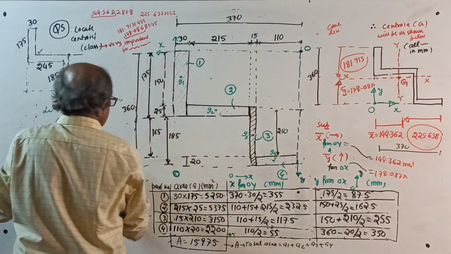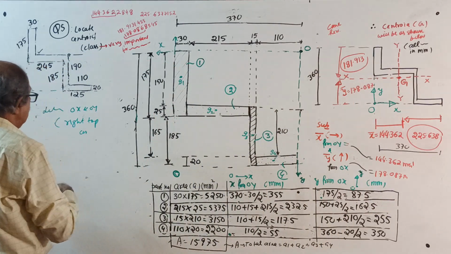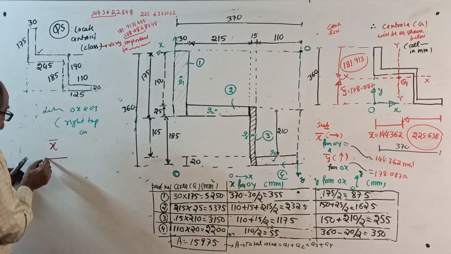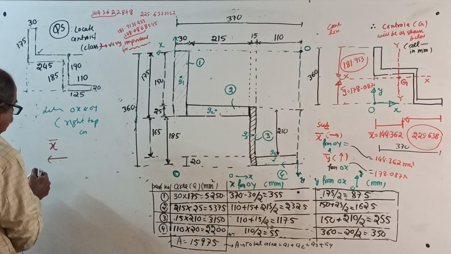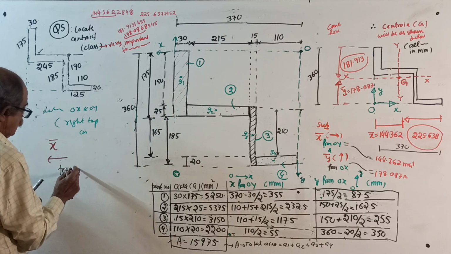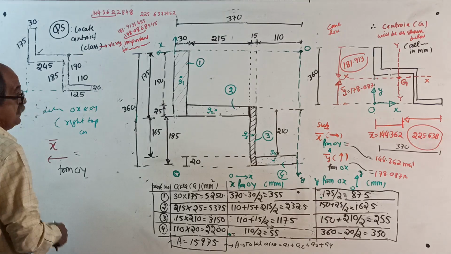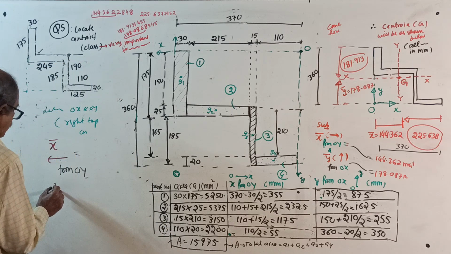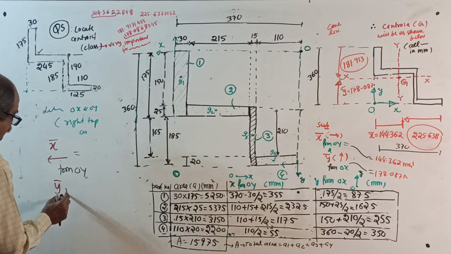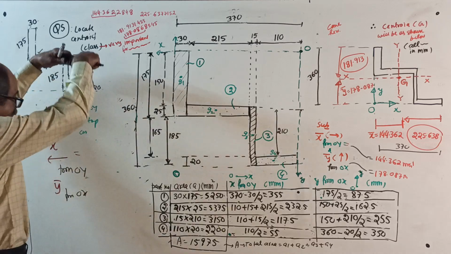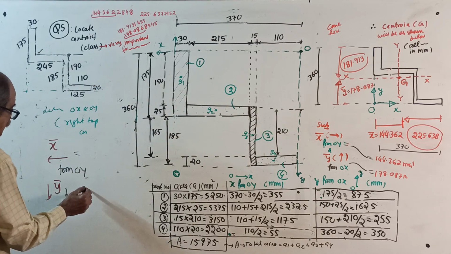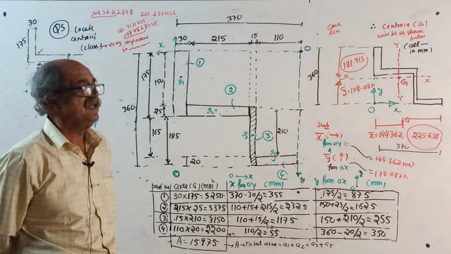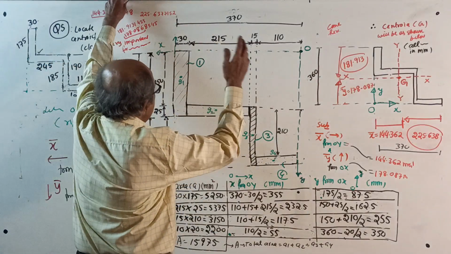So now write the statement. Divide into 4 parts. X bar to the left side from OY is A1 X1, A2 X2, A3 X3, A4 X4, right? Same way, Y bar from the OX line, downside, equals A1 Y1, A2 Y2, A3 Y3, A4 Y4 by total area. Prepare that one. Start. Areas.